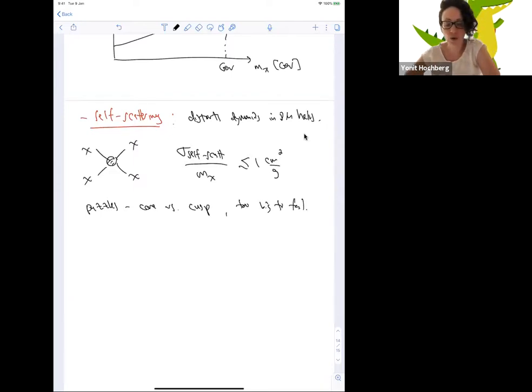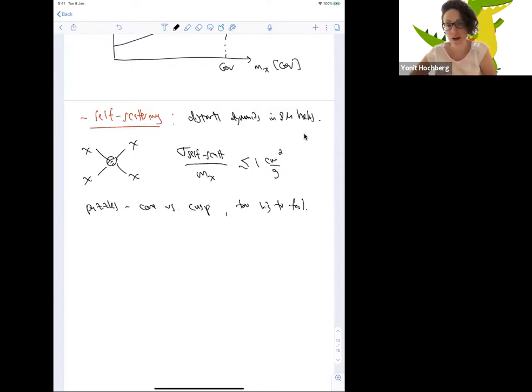Okay, so core versus cusp is just a statement that if you have collisionless dark matter, it would predict dark matter densities that are very cuspy. The profile should have a density that gets very large towards the core, whereas observationally they should be flatter. And too big to fail is just a statement of a mismatch between the Milky Way's brightest stars and its biggest satellites.